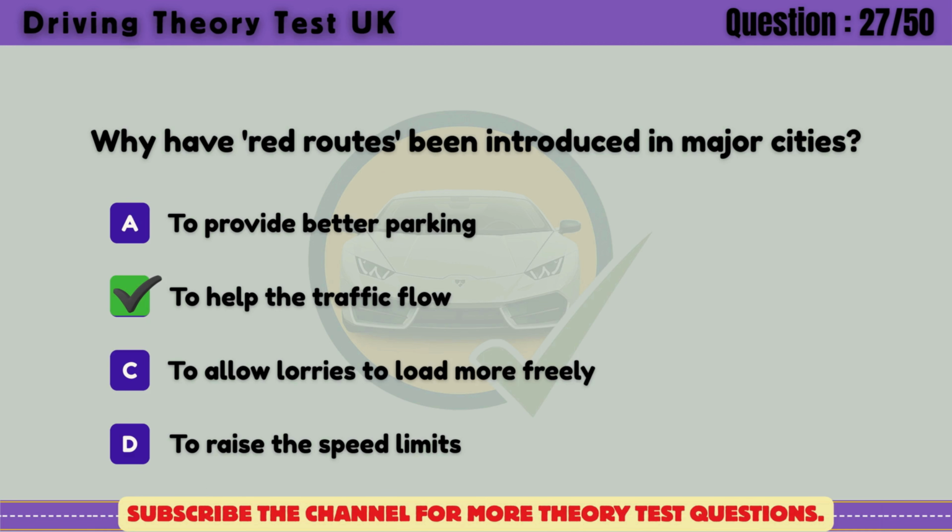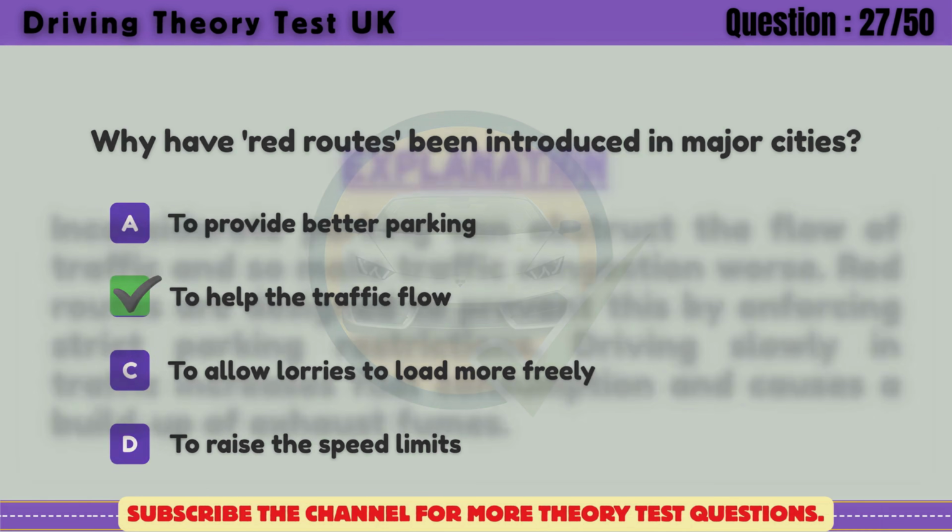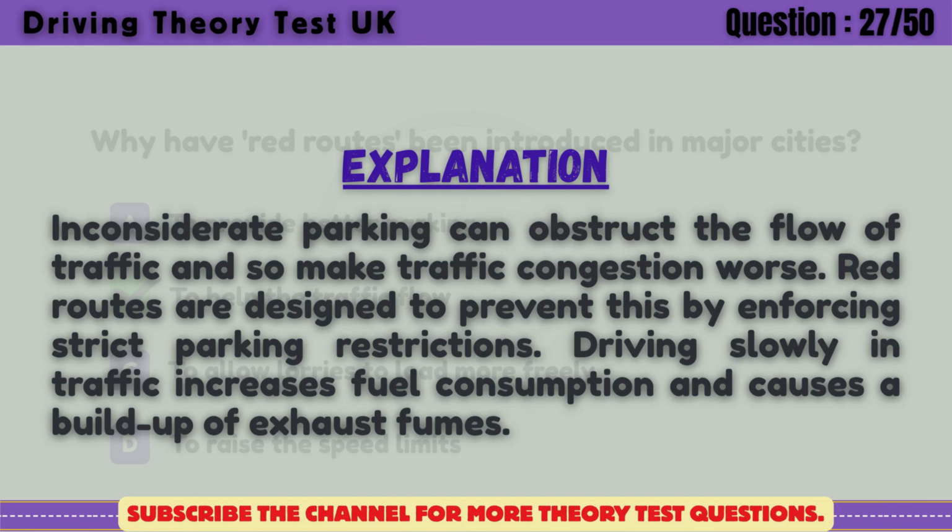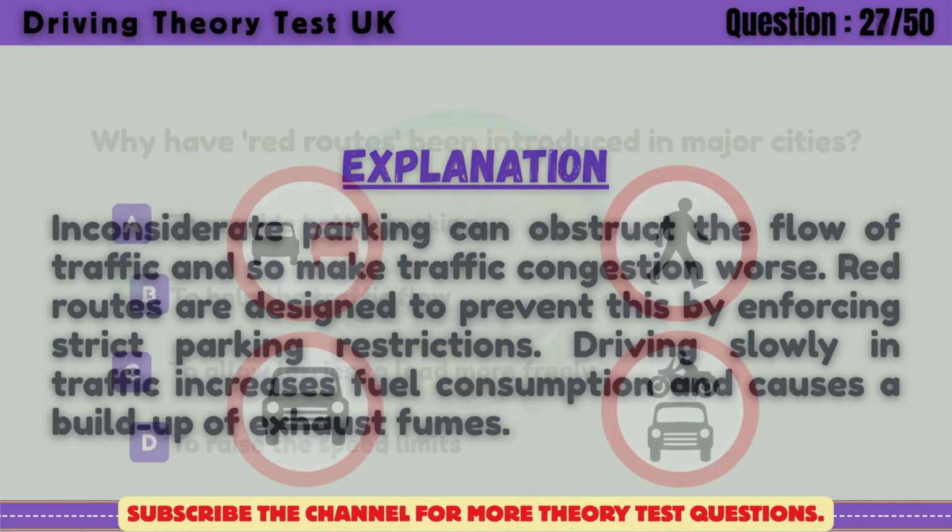Answer is B. To help the traffic flow. Inconsiderate parking can obstruct the flow of traffic and so make traffic congestion worse. Red routes are designed to prevent this by enforcing strict parking restrictions. Driving slowly in traffic increases fuel consumption and causes a buildup of exhaust fumes.